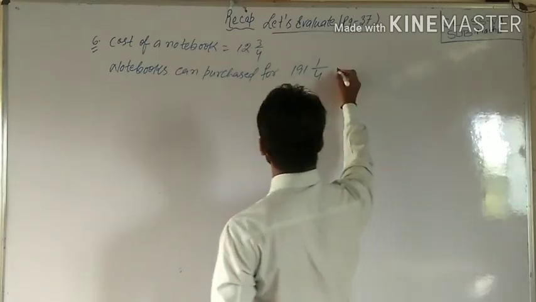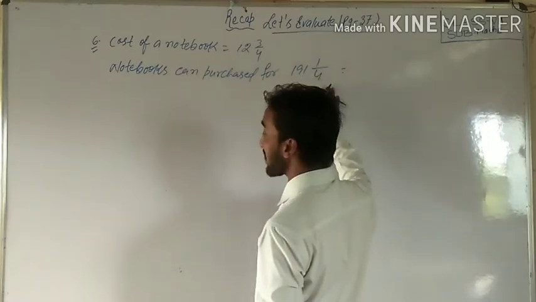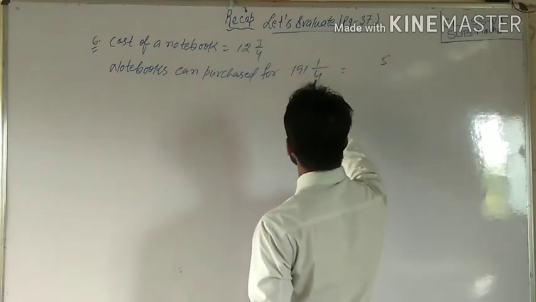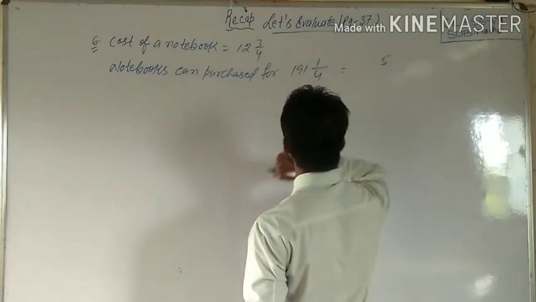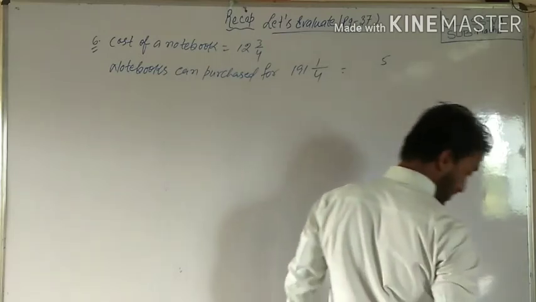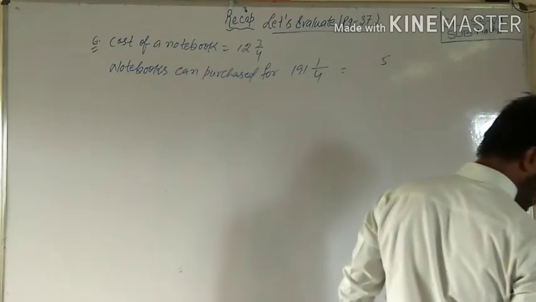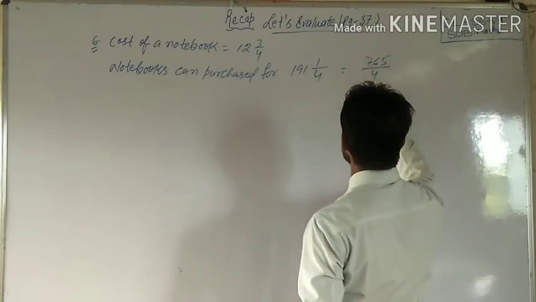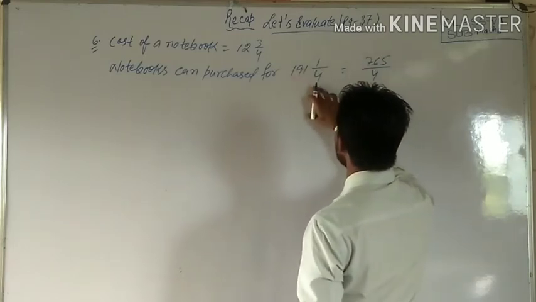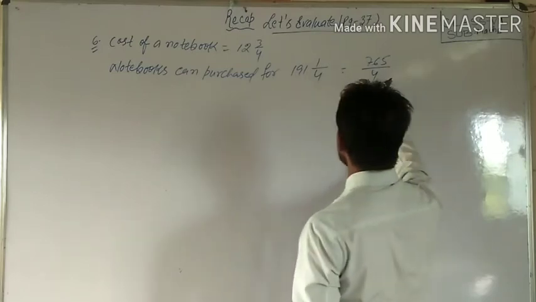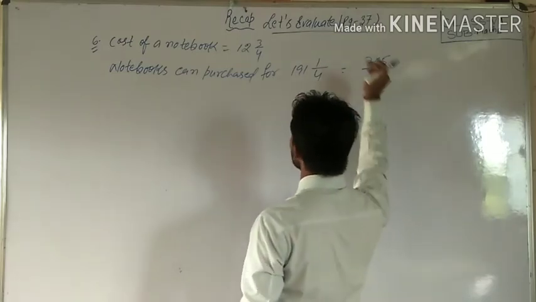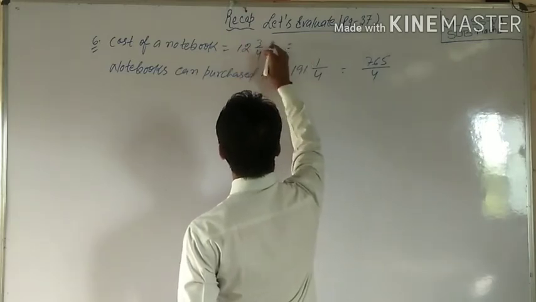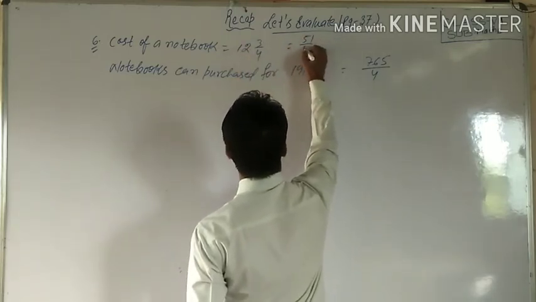See students, if we make it a simple fraction, what will happen? 4 times 1 is 4, plus 1 is 5, 19 fours are 76. Then by 4, it will convert into a simple fraction, resultant 765 by 4. And 12 fours are 48, plus 3, 51 by 4.